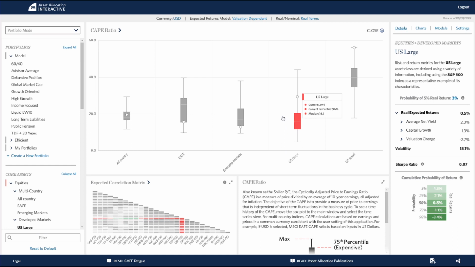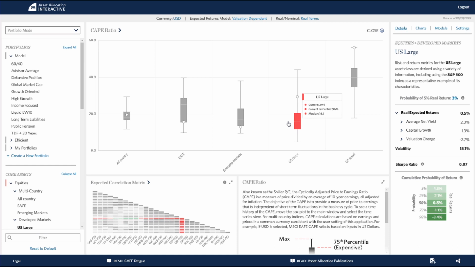The CAPE, for anyone who's not familiar, is the cyclically adjusted price to earnings ratio, or current price divided by an average of real earnings over the last decade. And we see here that the current CAPE ratio in the US is 29.4, not its all-time high, which is about 44 from the tech bubble, but far above its long-term median of 16.